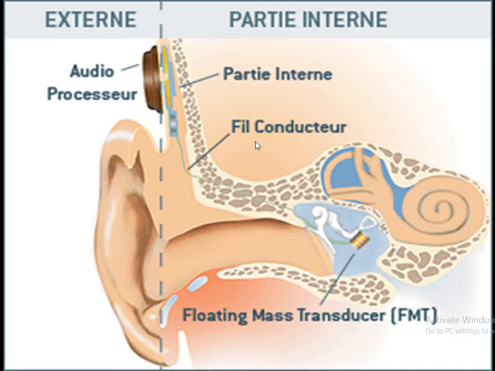You can see this very nice animation, in which the clear floating mass transducer is placed in the middle ear cavity to enhance the conduction of sound waves directly from the tympanic membrane reaching to the oval window, bypassing all these smaller ossicles of the middle ear cavity.